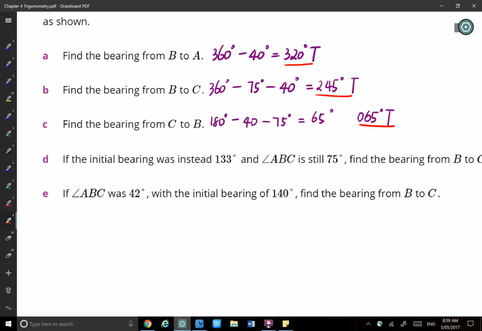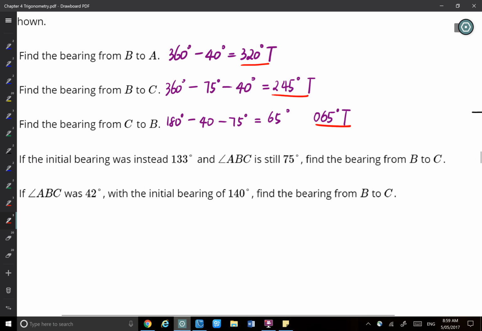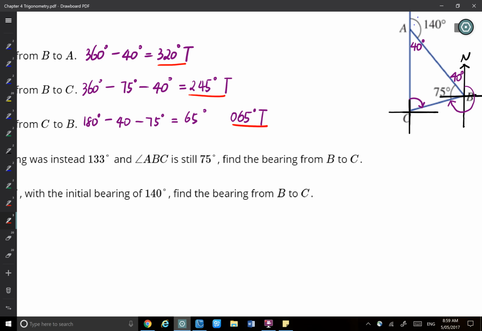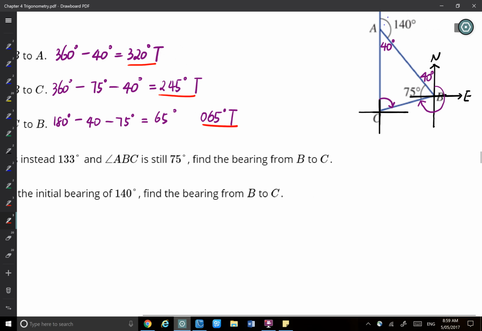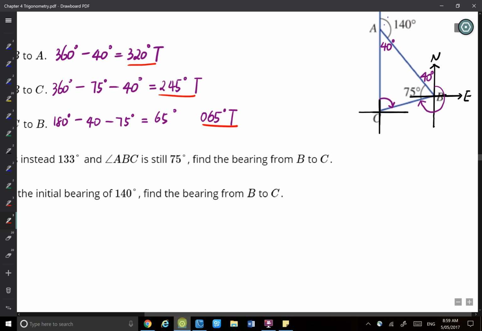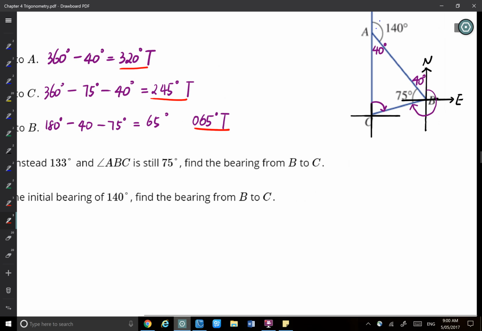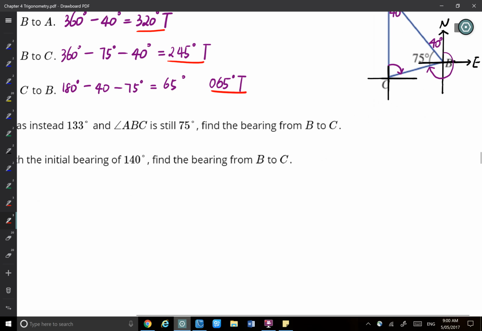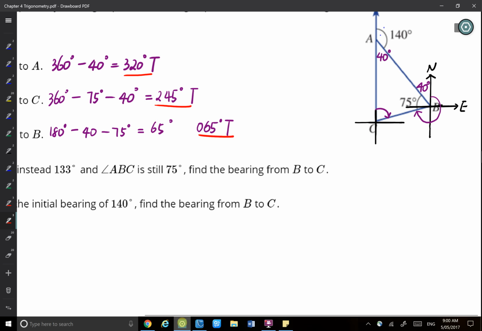Okay, for D, if the initial bearing was instead 133 degrees, and ABC is still 75 degrees. Here is still 75, but the top is 133 degrees. Okay, let's have a look. Let's sketch this situation.